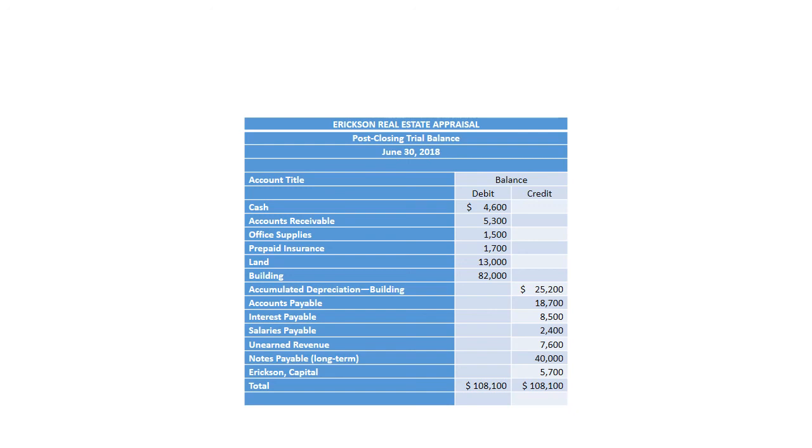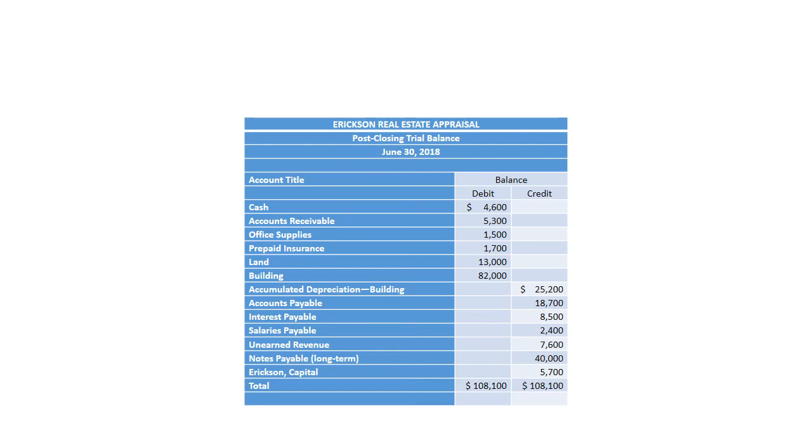Cash still has a debit balance of $4,600. Accounts receivable still has a debit balance of $5,300. Office supplies, $1,500 debit. Prepaid insurance, $1,700 debit balance. Land, $13,000 debit balance. Building, $82,000 debit balance. Accumulated depreciation building, remember that's our contra asset, credit of $25,200. So all the assets still the same from the adjusted trial balance through the closing process.